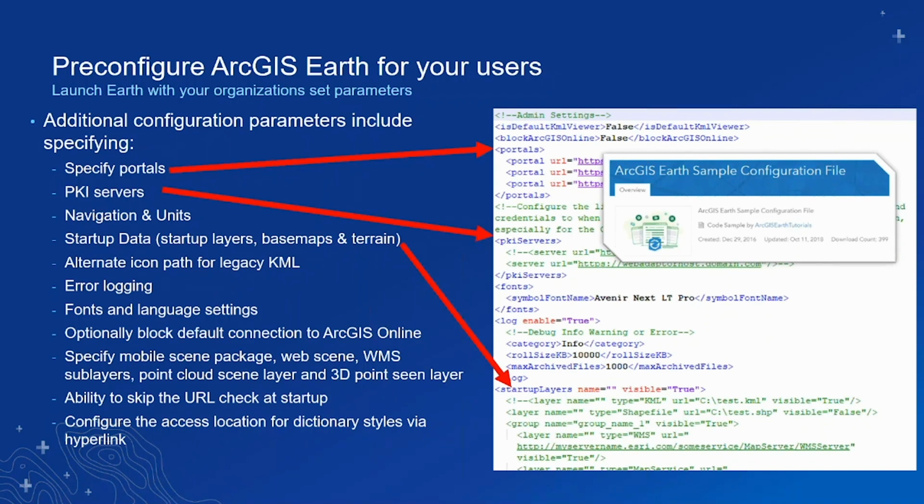So admins can do these preset application settings in an XML file. So I could specify things like my portal, my PKI servers, navigation units, all my startup data, like my setup layers, my base maps, and my terrain data. And features created for folks specifically behind the firewall, like error logging, providing an alternate icon path for your legacy KML files, optionally blocking the default connection to ArcGIS Online, the ability to skip your URL at startup, and configure the access location for your dictionary files and through hyperlinks, and many, many more.